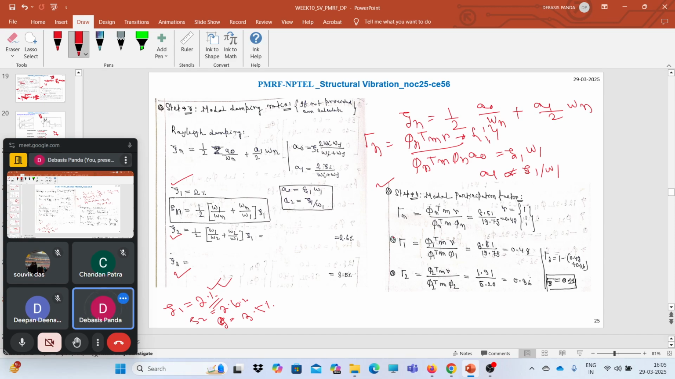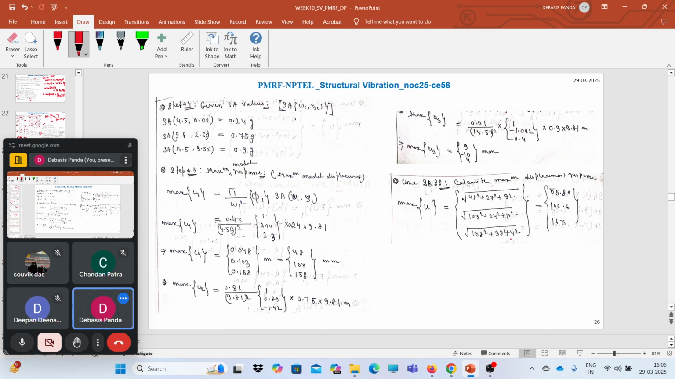So you can easily calculate the modal participation factor for the first mode, because we have the phi information. It comes as 0.43. Similarly for phi 2 it comes as 0.36, and for phi 3 it comes as 0.21. So we now have the participation factors ready. Now we can easily calculate the value of the responses.